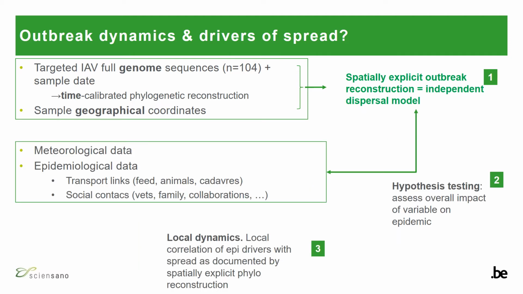Now, what is nice about these spatially explicit outbreak reconstructions is that you can consider them as an independent dispersal model for an outbreak. They are not using any epidemiological data, only the genetic data. And this allows you to do hypothesis testing by comparing epidemiological data to this independent dispersal model. And it also allows you to look at local dynamics, to look at how local correlation exists between epidemiological drivers and spread.